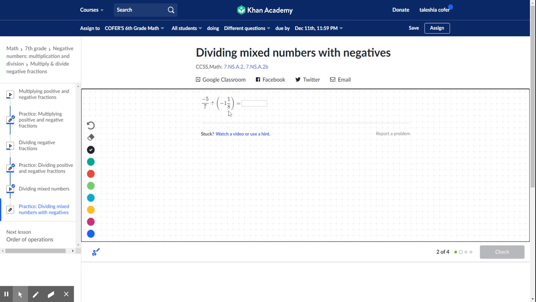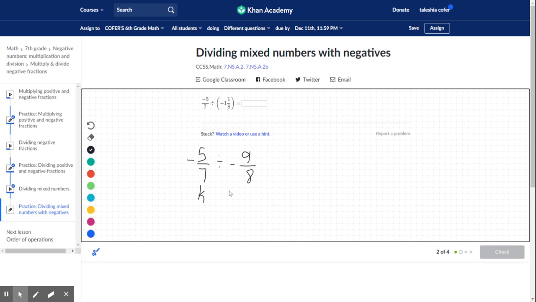First, we will start by turning our mixed number into an improper fraction. 8 times 1 is 8, plus 1 is 9 over 8. That one was negative. Put my division sign back. I'm dividing it by a negative 5/7. They're the same sign, so I know my answer has to be positive.